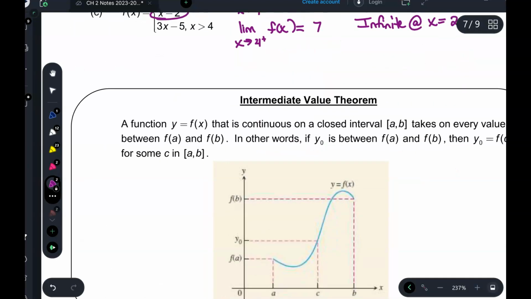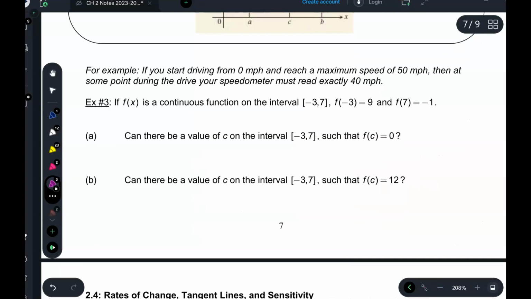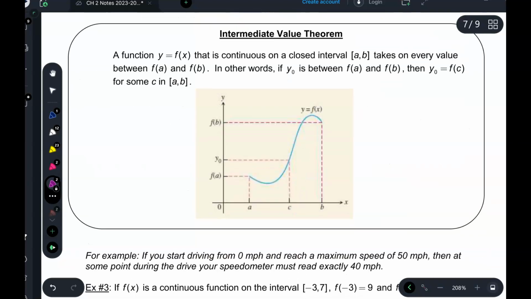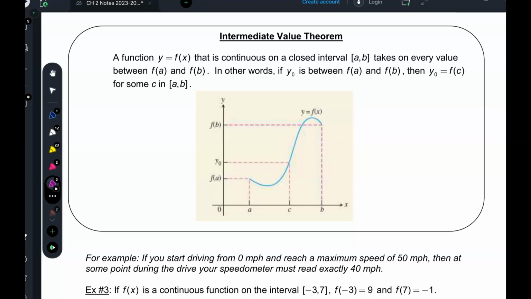Okay, last thing for this section, and then we'll jump to 2.4. And then I have to print out the practice. Don't let me forget. I want to give you the practice test.